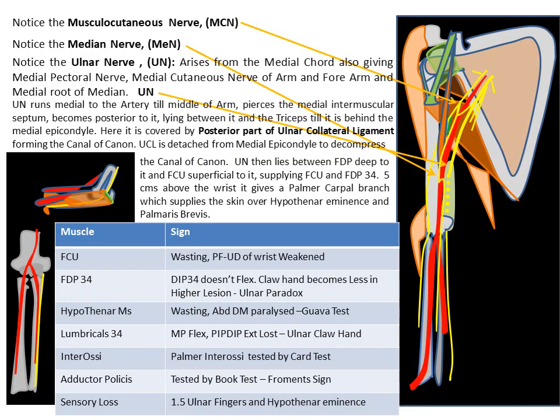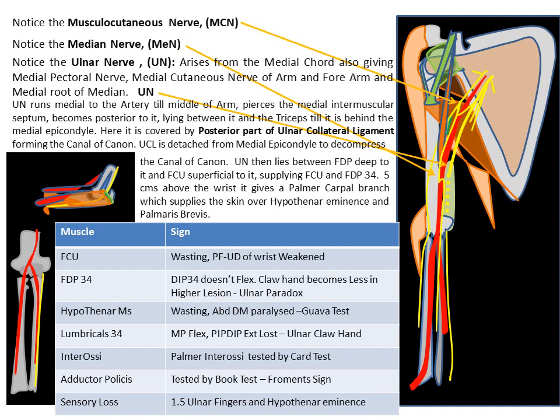Then after the musculocutaneous and the median nerve, we start with the ulnar nerve. So you notice that the ulnar nerve runs medial to the artery, arising as a continuation of the medial cord. It runs medial to the artery till the middle of the arm.